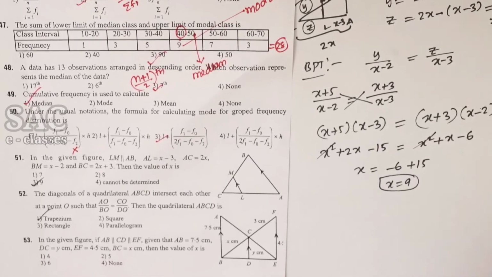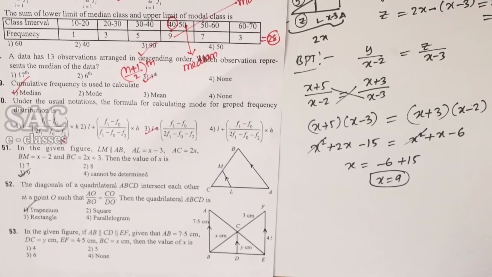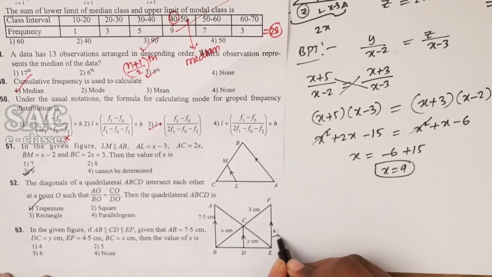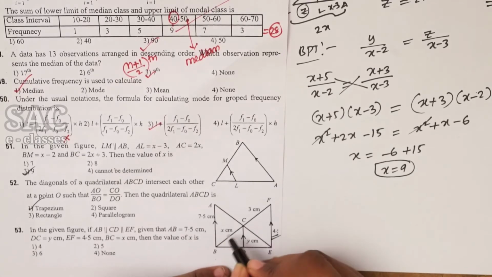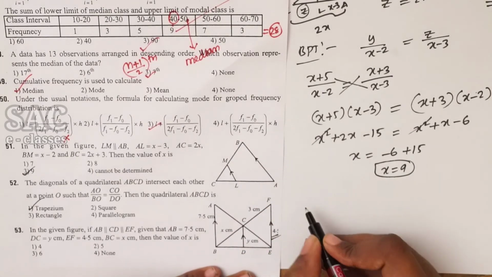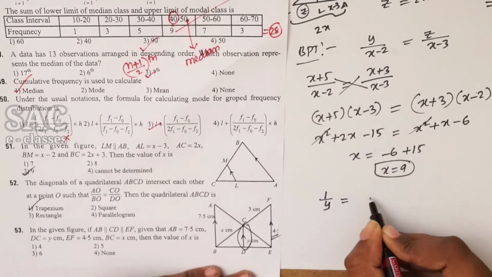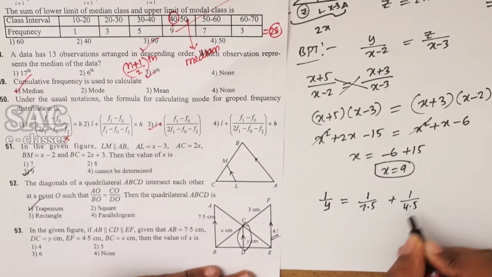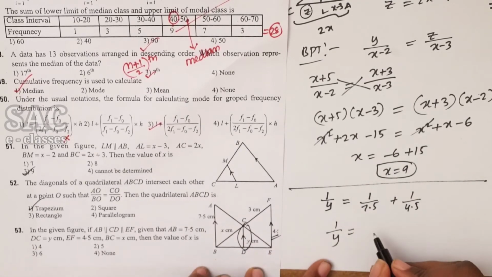Next, problem number 53: AB is parallel to CD is parallel to EF, given that AB equal to 7.5, DC equal to Y, EF is equal to 4.5 and BC equal to X. When three perpendiculars are there for the same line, we have to take the middle perpendicular. 1 by Y is equal to 1 by 7.5 plus 1 by 4.5. Try to find the Y value. If you know the Y value, you will get the X value.